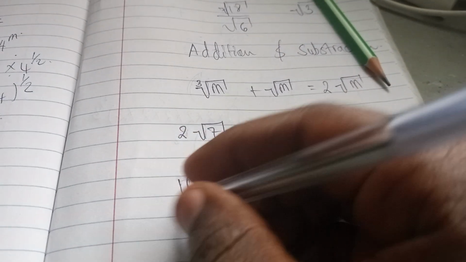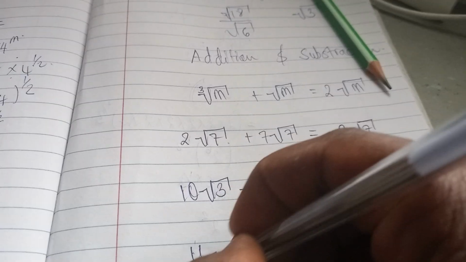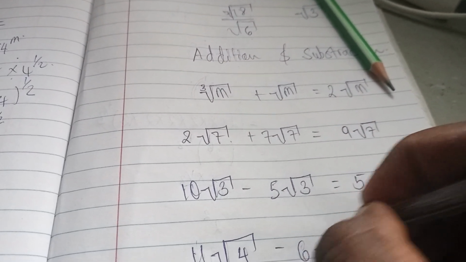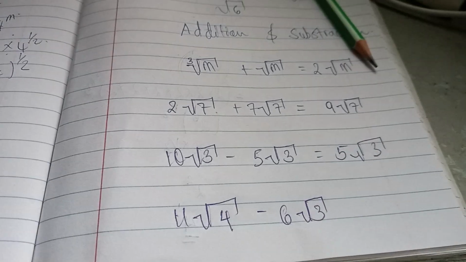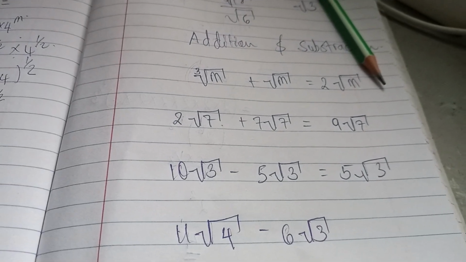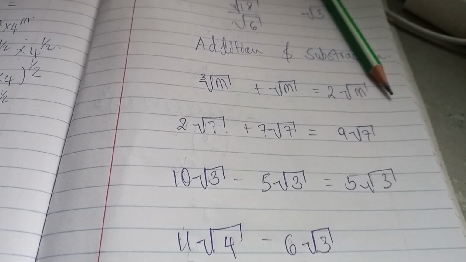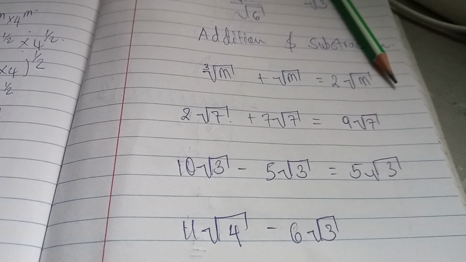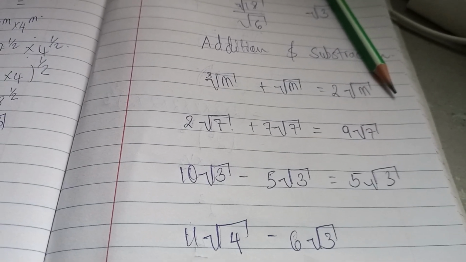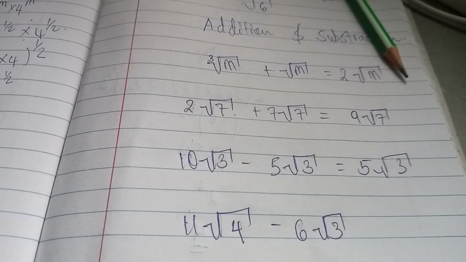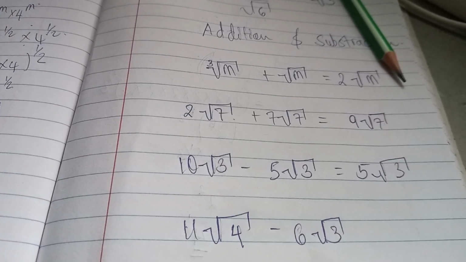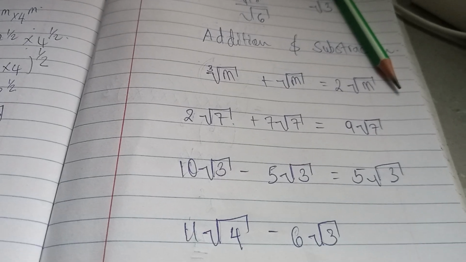If I have 11 root 4 minus 6 root 3, I can't subtract them because they are different. It's like given 11y minus 6x, you can't do anything further. So that sums up the operations on radicals.